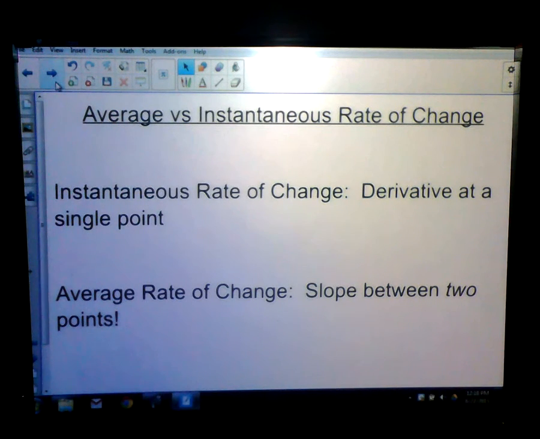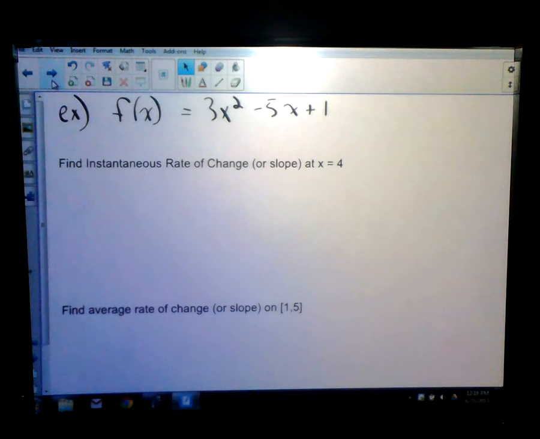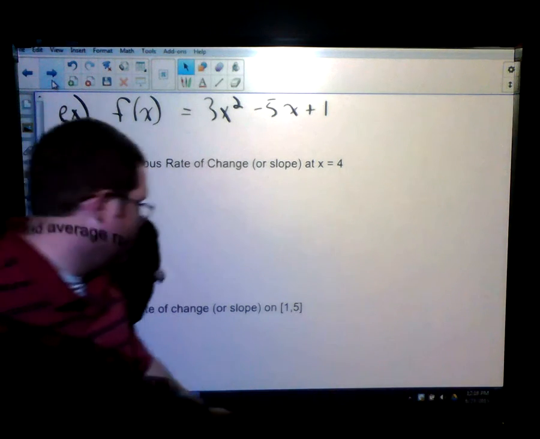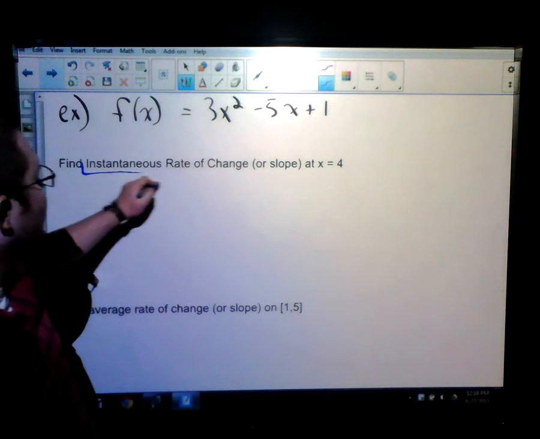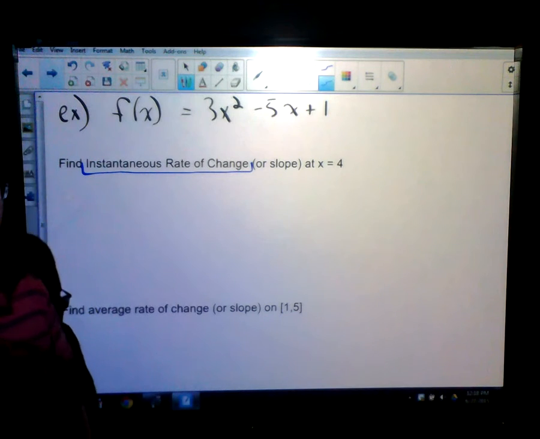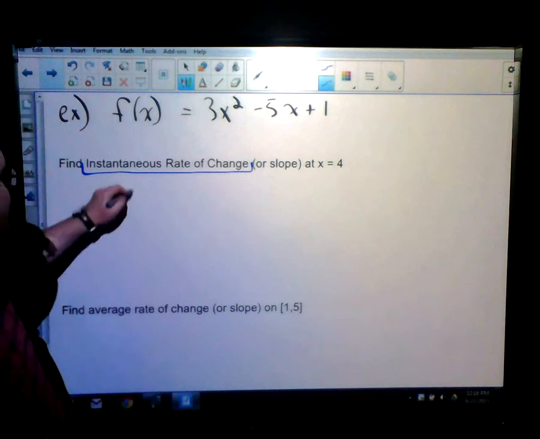Average versus instantaneous, we've talked about this a lot. The instantaneous rate of change is at a single point, and the average rate of change is the slope between two points. So let's take a look at a problem like this. Find the instantaneous rate of change or slope at x equals 4. Instantaneous rate of change. What calculus term does that mean? That means find the derivative.